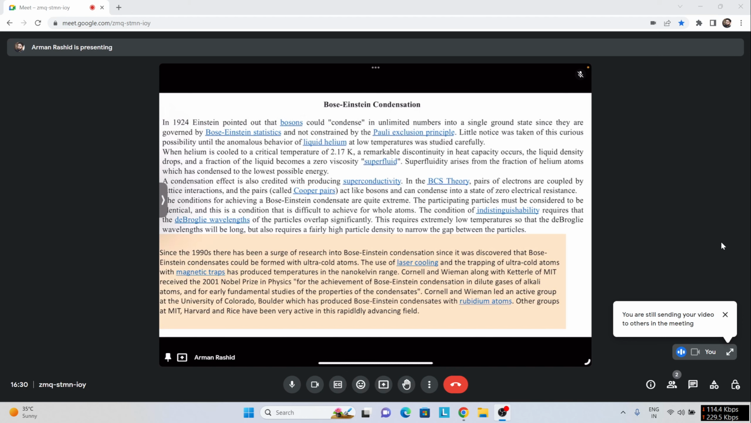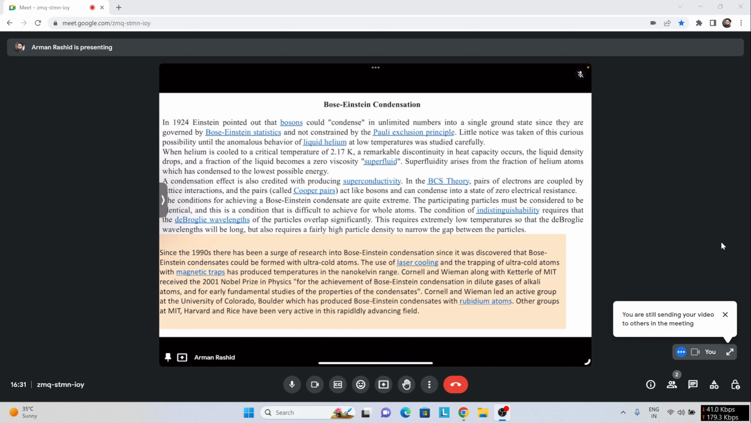So at 2.17, when helium is cold, there is a discontinuity in the heat capacity, the density drops, and the liquid becomes very highly fluid, called a superfluid. Superfluidity arises from the helium atoms which have condensed into the lowest possible energy states. So in this superfluidity, only a fraction has zero viscosity.